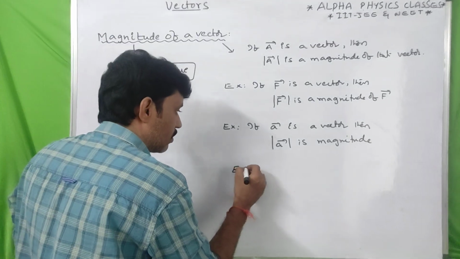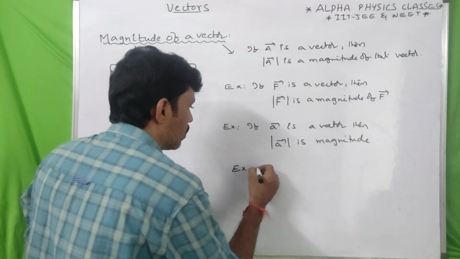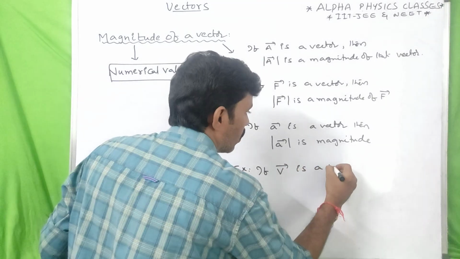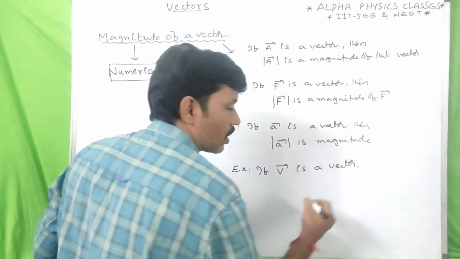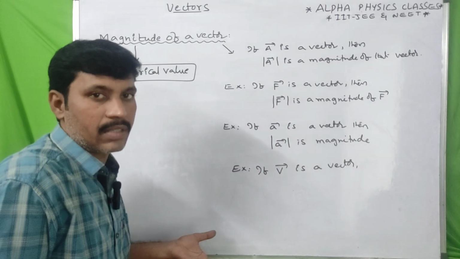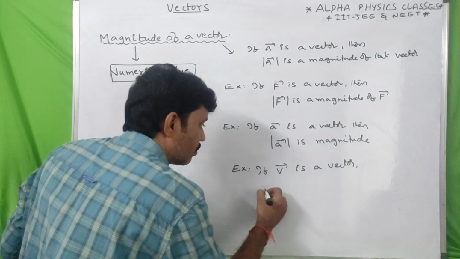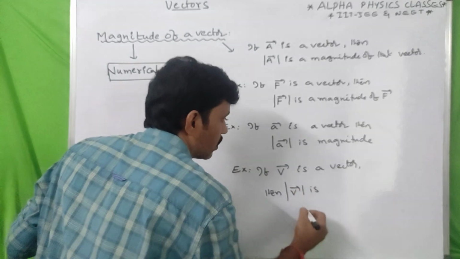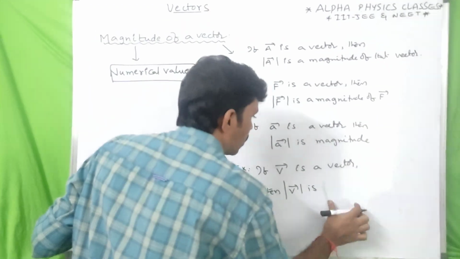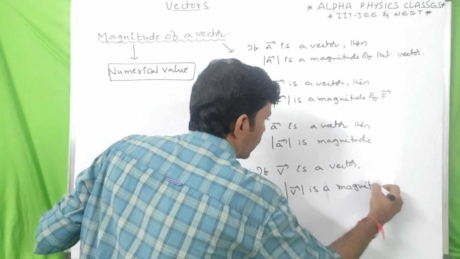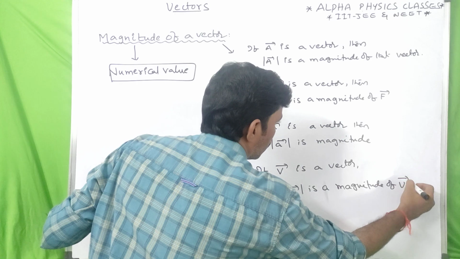One more we can write for our convenience. If v bar is a velocity vector, then what is the representation of magnitude? Modulus v bar is the magnitude of that v bar vector. Okay, clear?